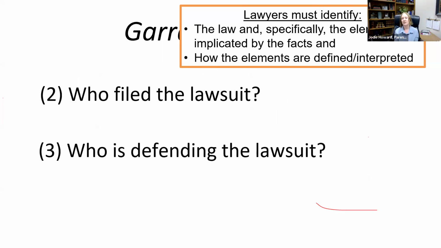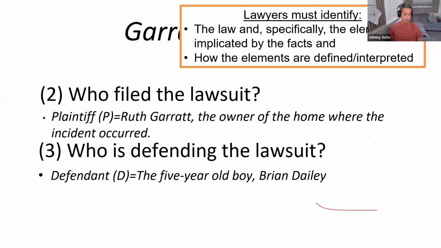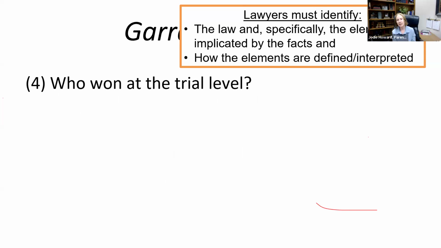Okay, who filed this lawsuit? Ruth Garrett filed the lawsuit. Okay, and who is defending the lawsuit? Brian Daly. Right, the mom, the kid, we're going to define it as the 5-year-old boy, Brian Daly. Obviously, his mom probably did a lot of the footwork, right? But ultimately, Daly is our defendant and Garrett is our plaintiff. Who won at the trial level?